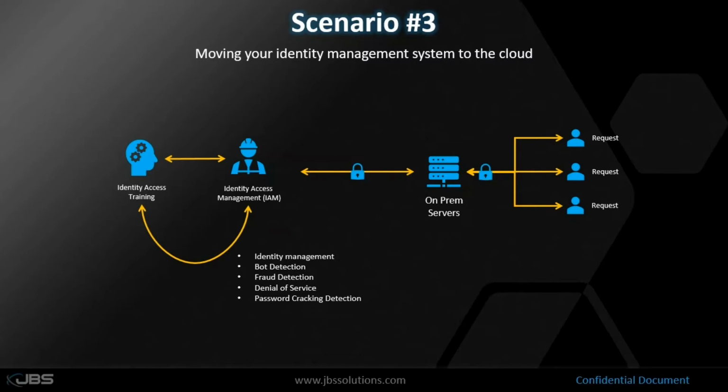So what are the benefits of using something like a OneLogin or an Okta, that cloud provider? Well, it's got identity management, sure. It's got bot detection. It's got fraud detection. It can detect denial of service attacks. It can detect password cracking. So the way they set this up was the on-prem server would get the request. It would reach out to the identity server, verify all the information, and then let the user go on their way. So everybody thought, hey, this is much more secure than what we had before.